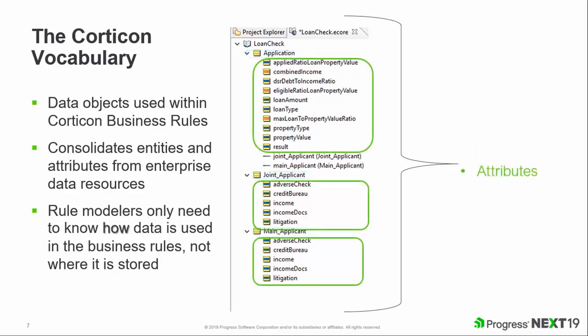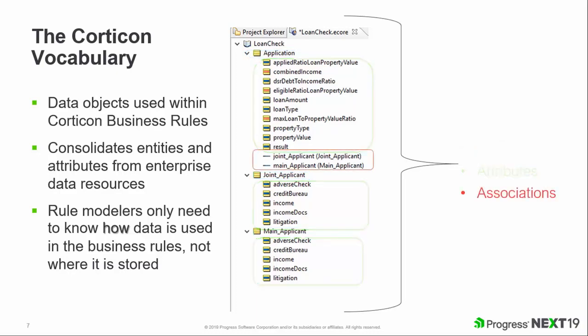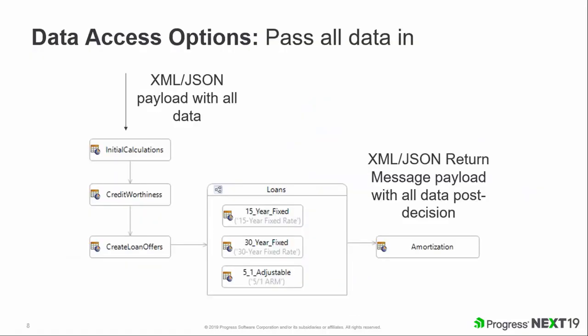Now, I spoke through a good amount of that. Again, this is just calling out the entities, attributes, and associations of those entities. And the simplest way to go about solving for data integration is to just pass in all of the data. That's where, as part of the rule execution, you are giving it all of the data it needs. All that you are doing within Corticon is modeling the rules that will define how those pieces of data are going to operate on one another, and then passing that data back.